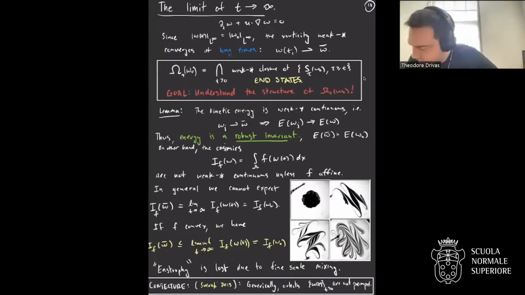Okay, there's a conjecture that I'll come back to at the end if I have time, which is that generically, orbits of the Euler equation starting from a generic point in L infinity are not pre-compact in L2. So in particular, they should actually lose some entropy. They should have some mixing somewhere in the domain and lose some entropy at infinite time. And again, I'll mention this in connection with some other conjectures at the end.